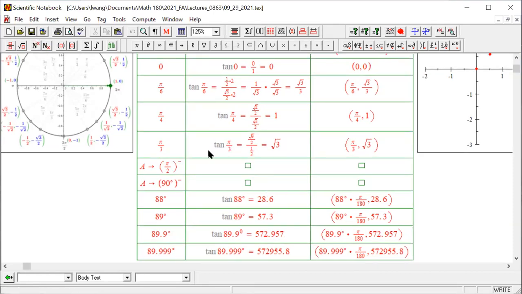What happened to the output? Tangent of these angles are approaching what? Positive infinity. It doesn't matter how you measure the angle. It really doesn't. Tangent approaching positive infinity. So what do we see on the graph?